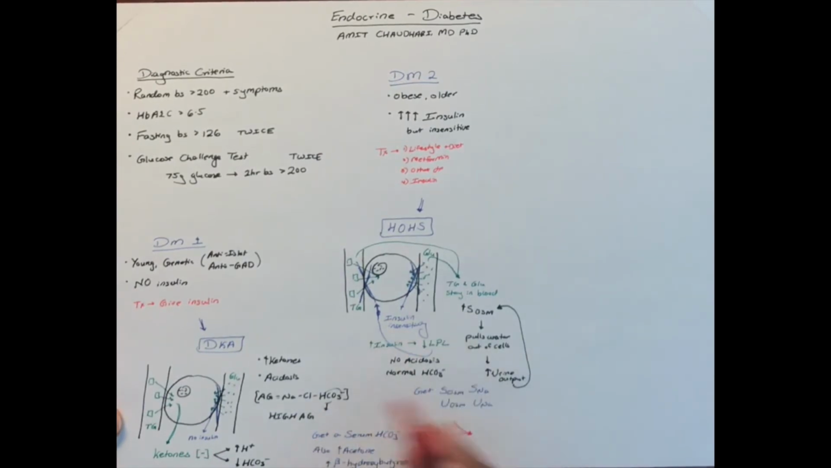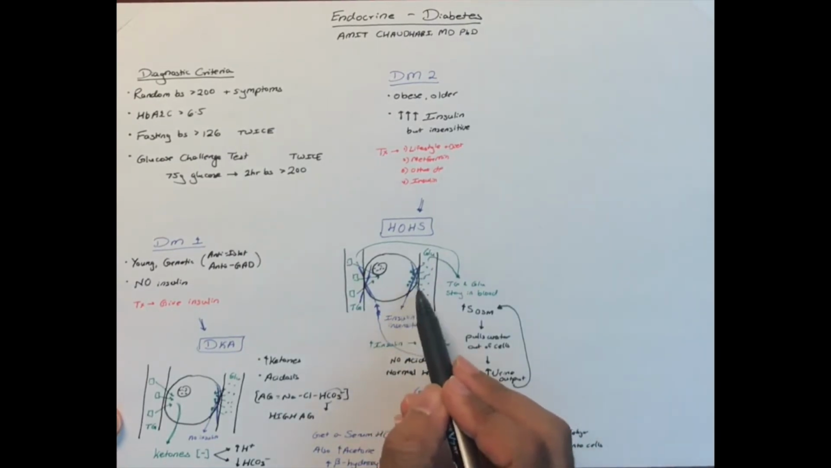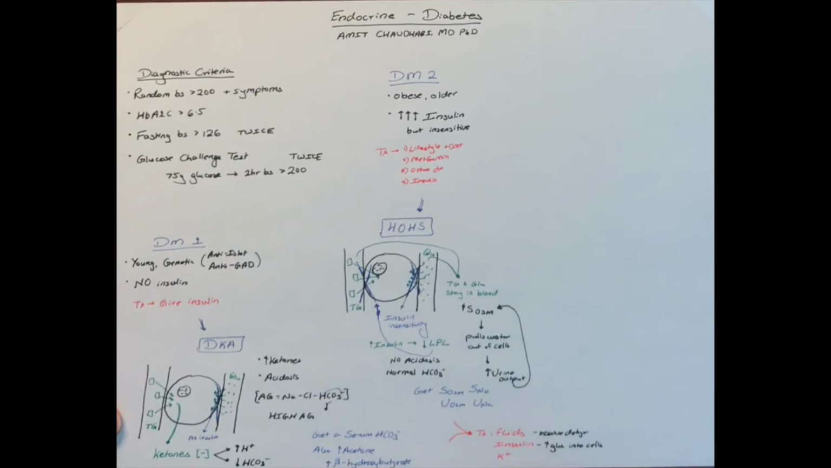Whether you have DKA or you have HOHS, the treatment is fluids, it's insulin, and it is potassium. So, fluids are going to resolve your dehydration. Insulin, why do you need insulin? It increases the glucose into cells. And yes, even if you are insulin insensitive, if you increase the insulin, it will make at least a little bit of glucose go into the cell.